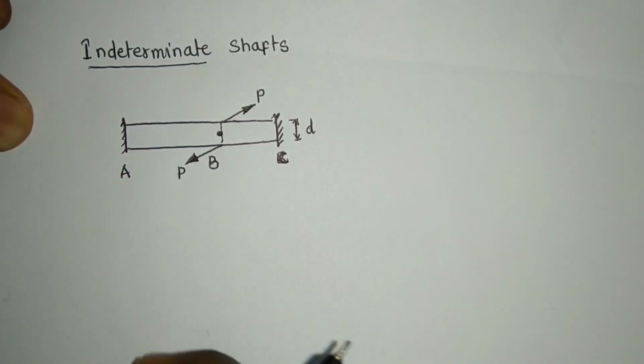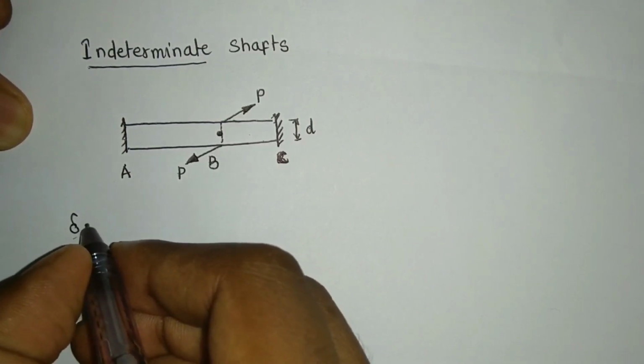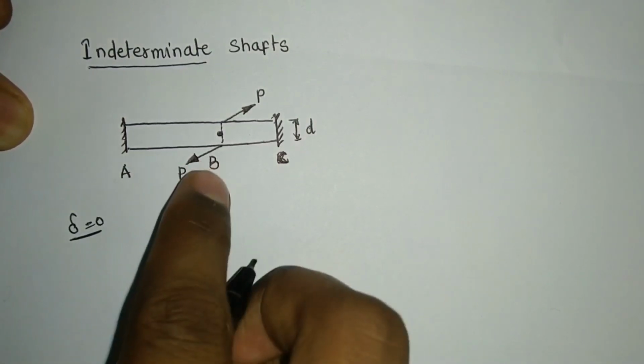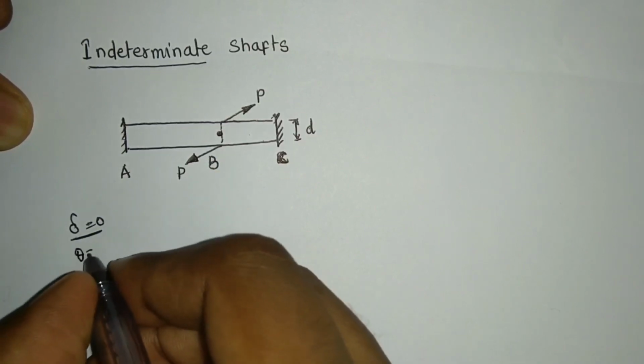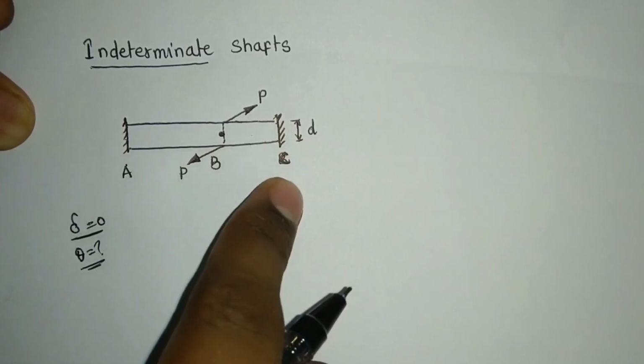In the case of a beam we used to use the delta values. Delta of the whole beam we used to take as 0. Here we will be using theta values. Theta of the whole shaft will be 0 because both ends are fixed here.